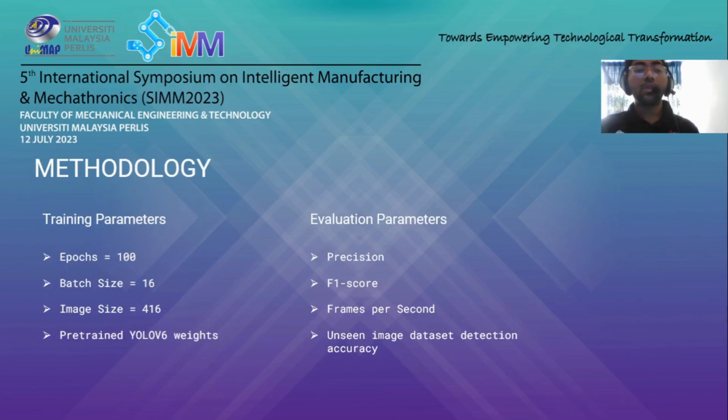Next up, we have the training and evaluation parameters. So training parameters are, firstly, we use 100 epochs for training. Our batch size was 16. Our image size was 416, and we use pre-trained YOLOv6 weights for both of the models. Then for evaluation parameters, our main evaluation parameters were precision of the detection, F1 score of the detected object, frames per second or FPS in short, and lastly unseen image dataset detection accuracies.